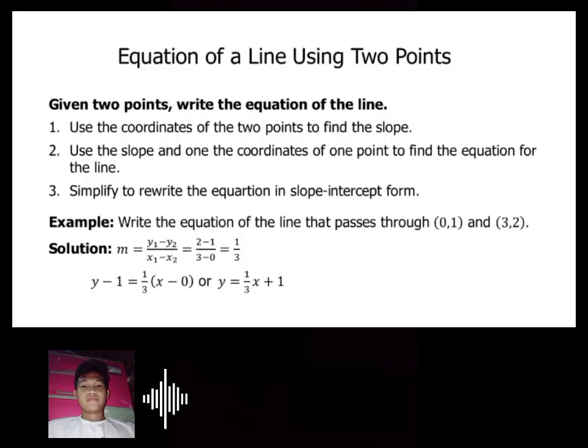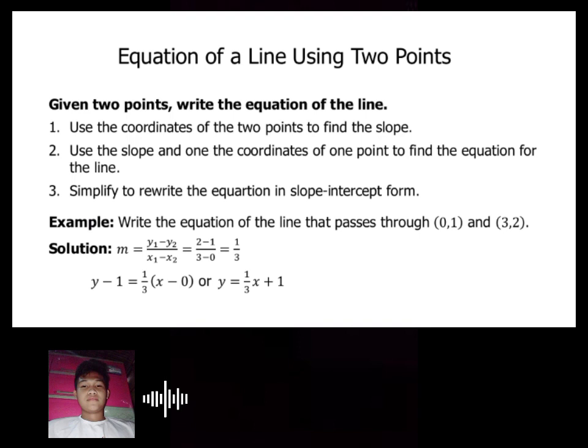So good day everyone. For today we're going to talk about the equation of a line using 2 points. Given 2 points, write the equation of the line. First, use the coordinates of the 2 points to find the slope. Second, use the slope and the coordinates of 1 point to find the equation for the line. And lastly, simplify to rewrite the equation in slope-intercept form.